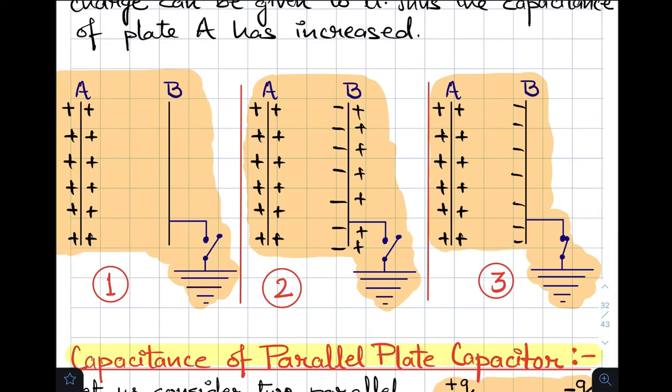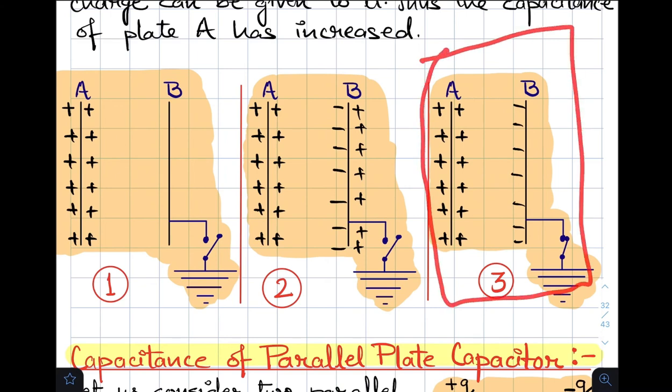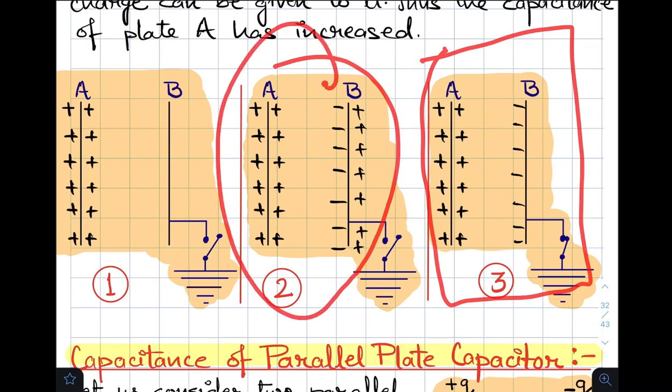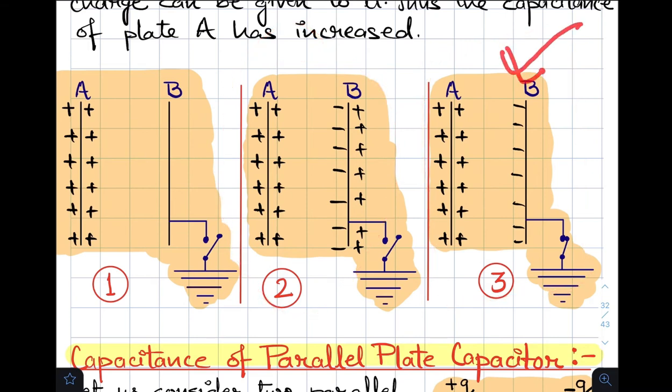So all the positive charge has been earthed and we are only left with negative, and negative we know decreases the potential, and therefore the potential is decreased much higher here than here, and therefore it has a better capacitance.